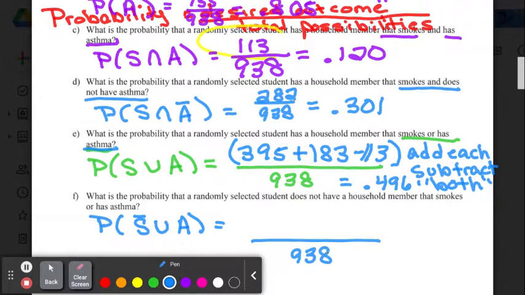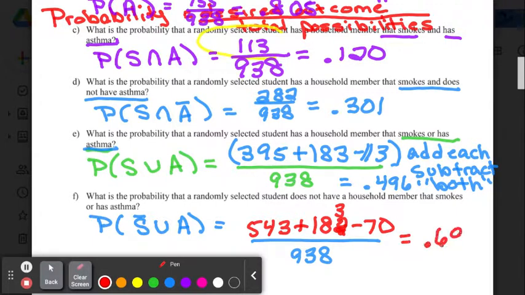You try to fill in the top. So the number of students that have a household member that smokes, 543. Asthma is 182. Wait, 183 minus 70. Add those up, divide by 938, and I have 0.697. Check my work though on that. I might have used that wrong number.